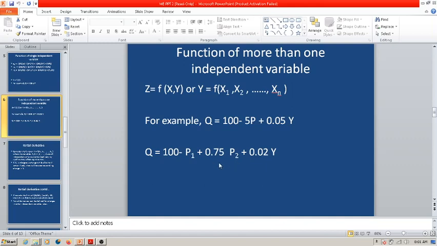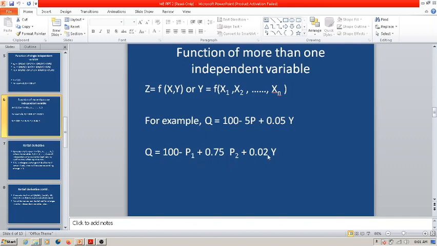Here, three variables are included. Three independent variables are there. One is the price of the commodity itself, which is expressed as P1. Another variable is the price of related commodity, which is given as P2. The related commodity can be a substitute good or it can be a complement good. And the third variable is the income of the consumer.